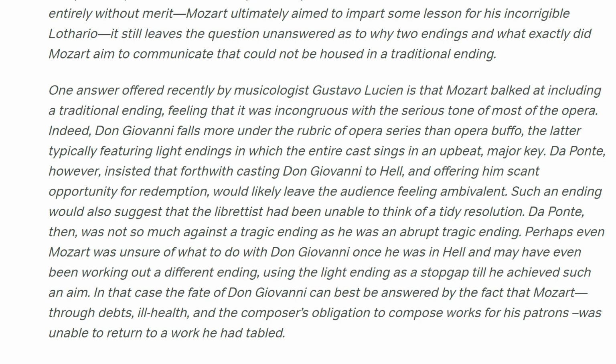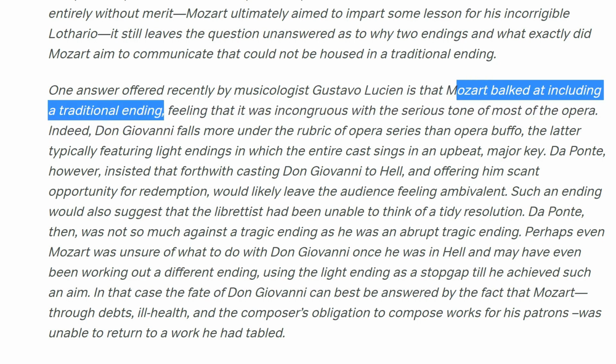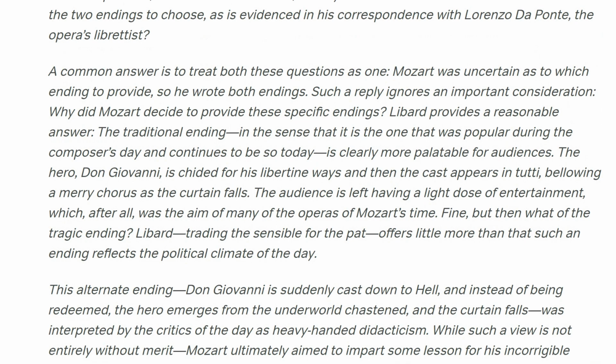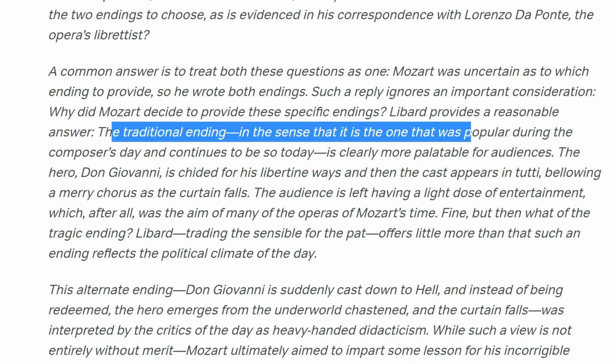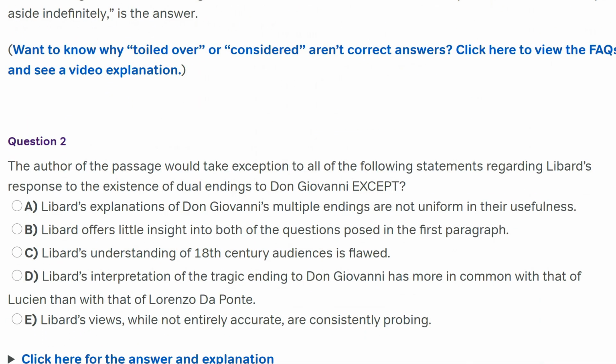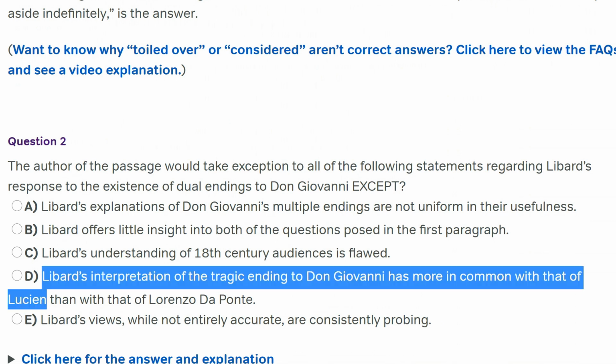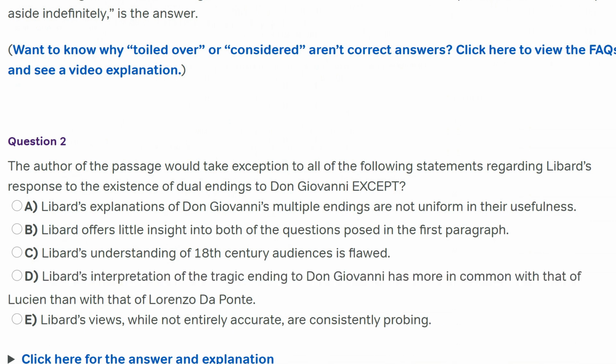But the only thing I don't get is how it is agreeing with Lucian when Lucian balked, he didn't want to include a traditional ending, which is the happy ending. But then Leibard was like, he had to include a traditional ending because it's more popular. So I just don't get how Leibard has more in common with Lucian. And at that point, I'd have to move on. It's too complicated. I just don't agree with that first bit, that Leibard agrees with Lucian. And A just seems better. But this is really tough. One of the hardest questions I've seen.